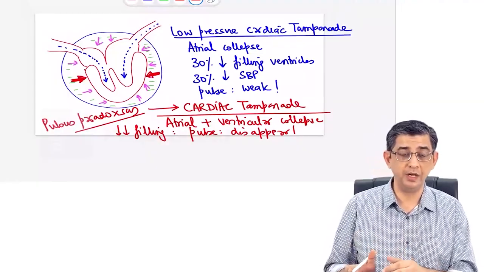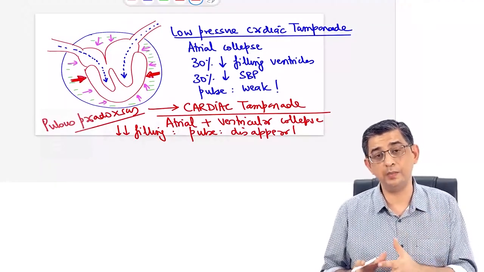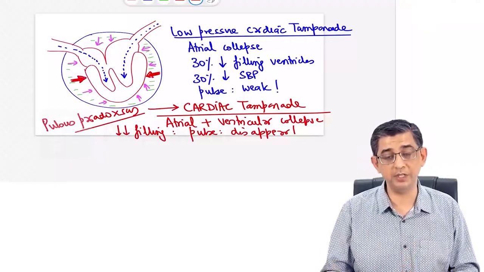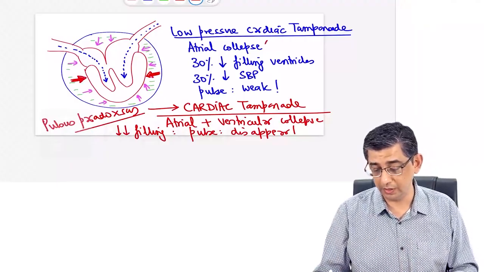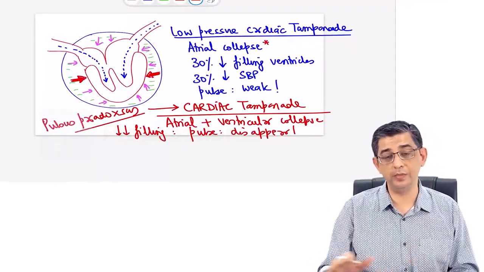The reason is relative compression. In tamponade, which you think of as high pressure, there is a crushing of both atria and ventricles, whereas in low pressure cardiac tamponade, it is only the atria that are hampered. So as such, the pulse will become weaker but will not completely disappear.